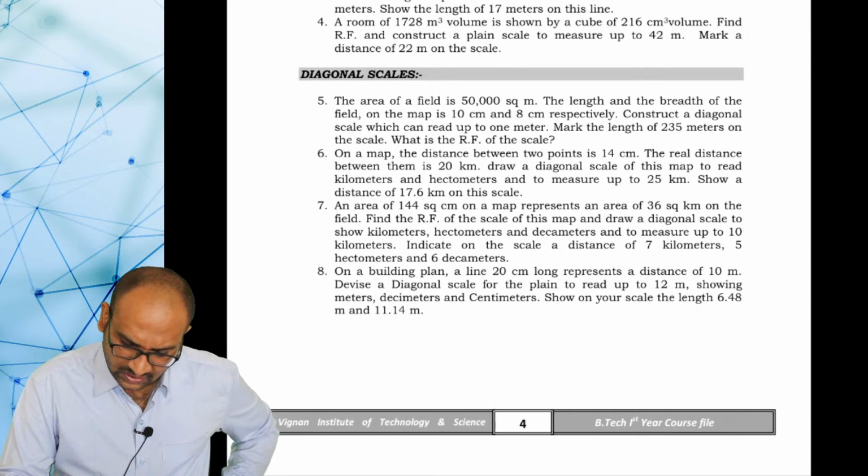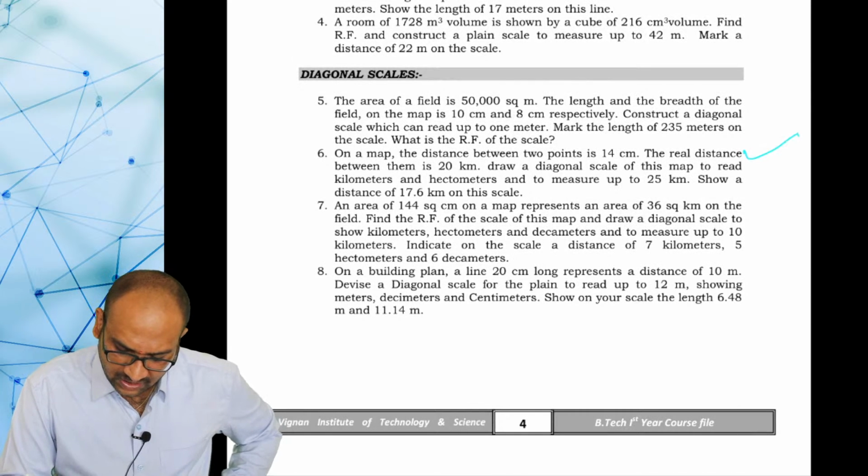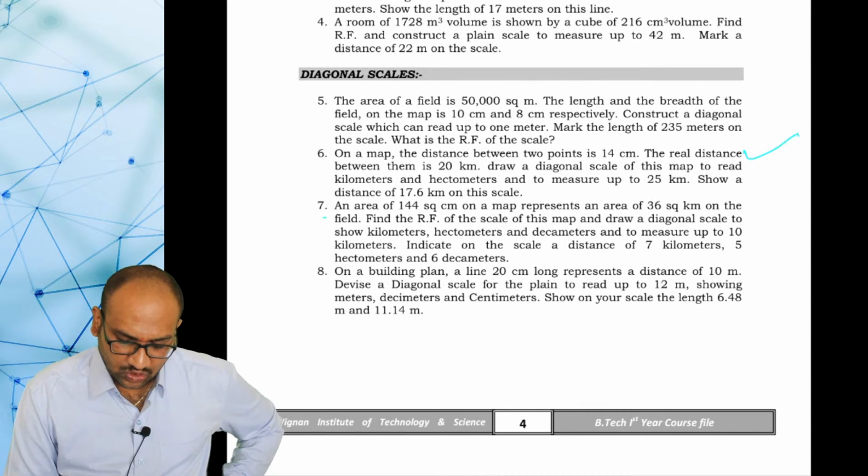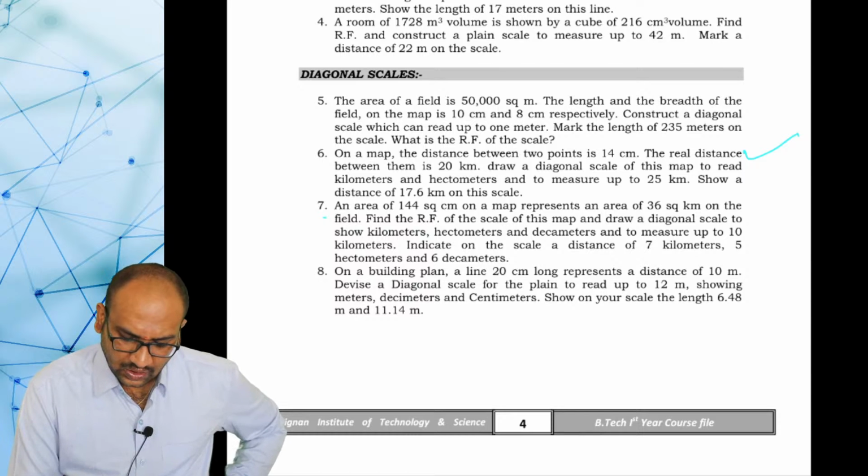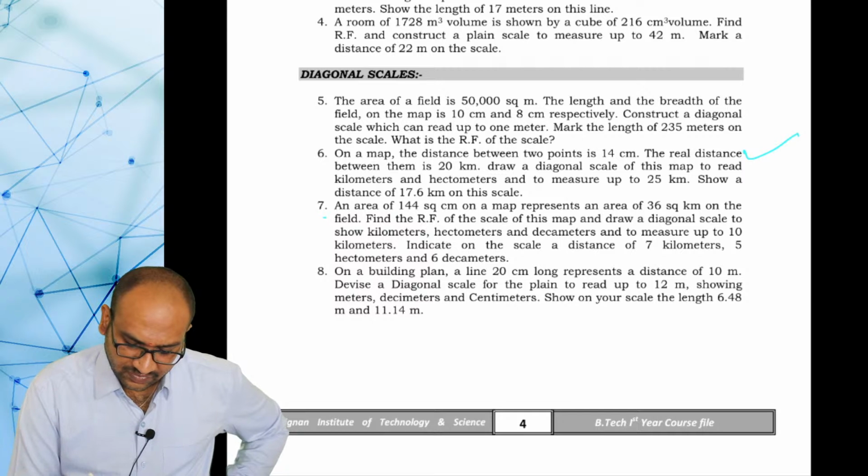Now we will see another problem in diagonal scale. On a map, the distance between 2 points is 14 centimeter. The real distance between them is 20 kilometer. Draw a diagonal scale of this map to read kilometers, hectometers, and to measure up to 25 kilometers. Show a distance of 17.6 kilometer on this scale.